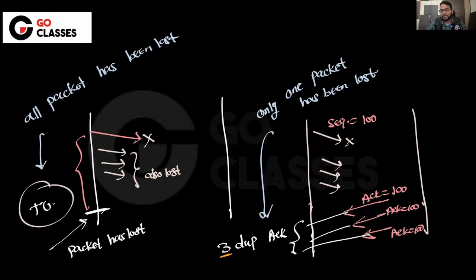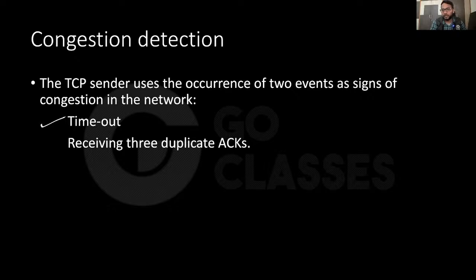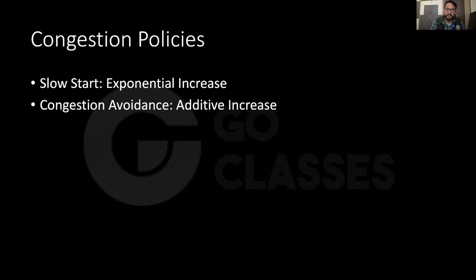And maybe it is up to you. Actually, in some TCP implementations, it might also happen that after just one or two duplicate ACKs, you detect that there is congestion, right? But generally it is 3 duplicate ACKs. Cool. So now there are two ways to detect the congestion: one is timeout, and the other is receiving the 3 duplicate ACKs. And now there are some congestion policies dealing with slow start and congestion avoidance.